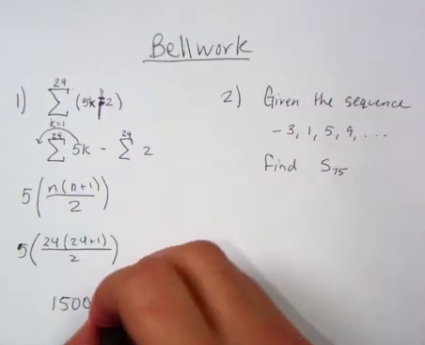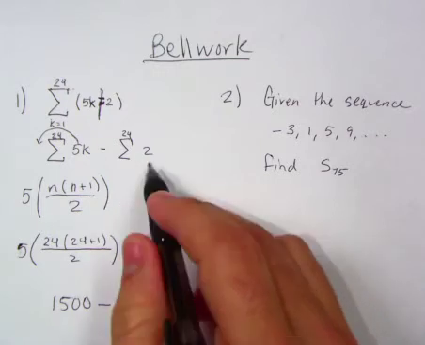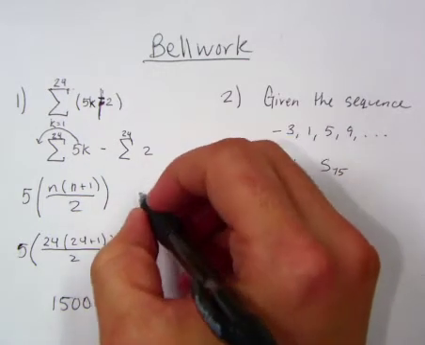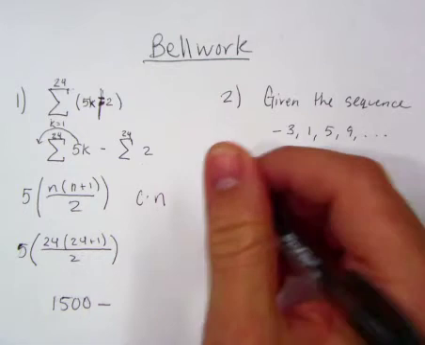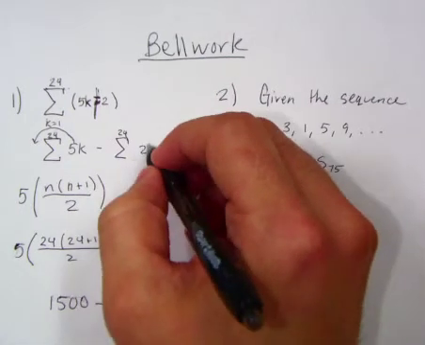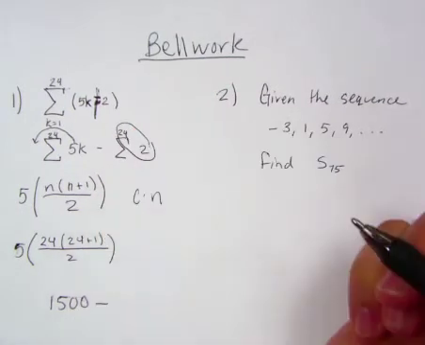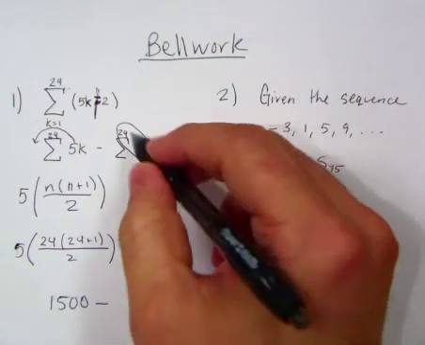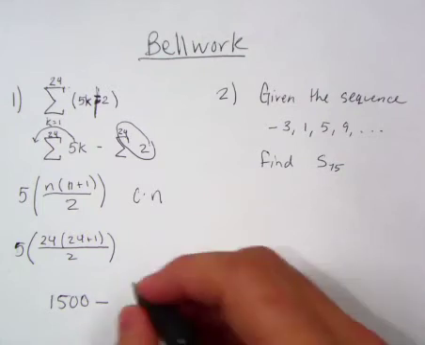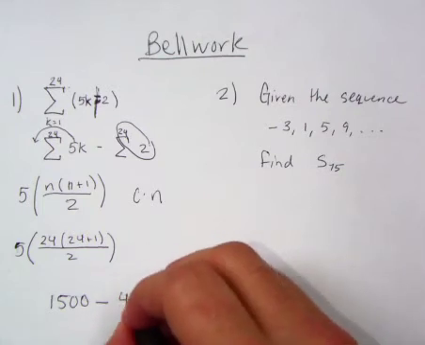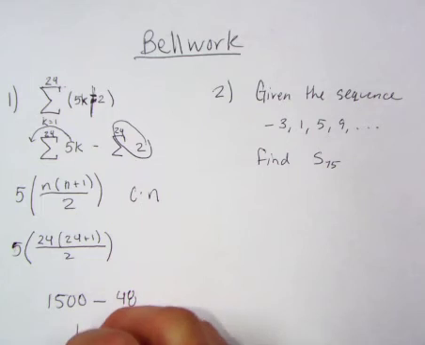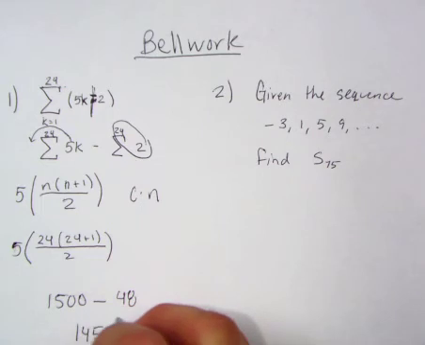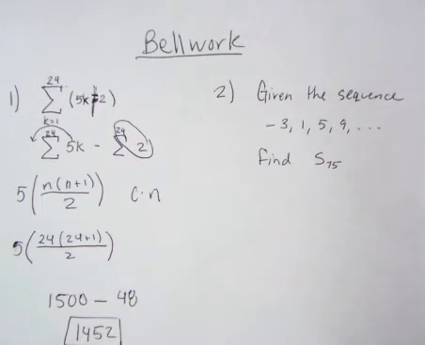The minus sign will carry its way down, and then you have the constant. The formula for the constant is just whatever the constant is times n. So essentially just this number times this number. So 24 times 2 is 48. So when we do 1500 minus 48, you get 1452. And that would be your answer.